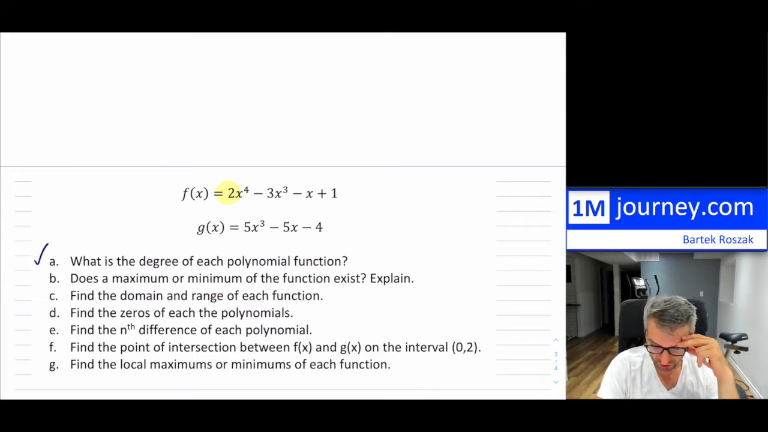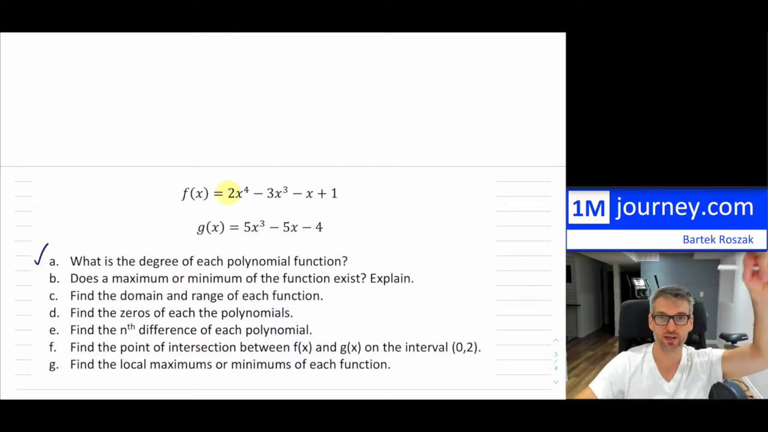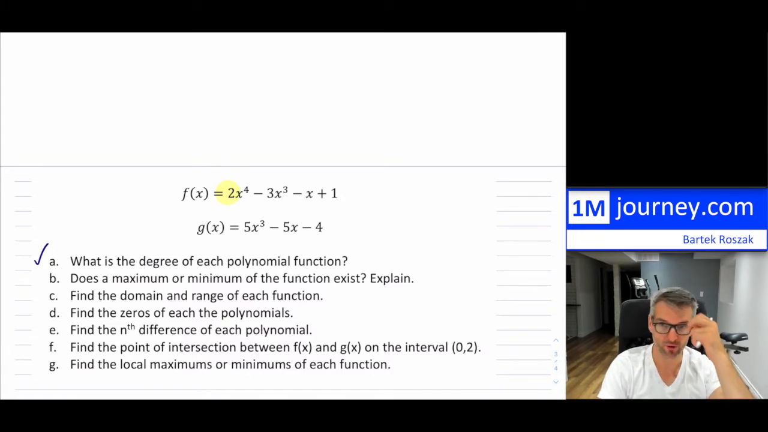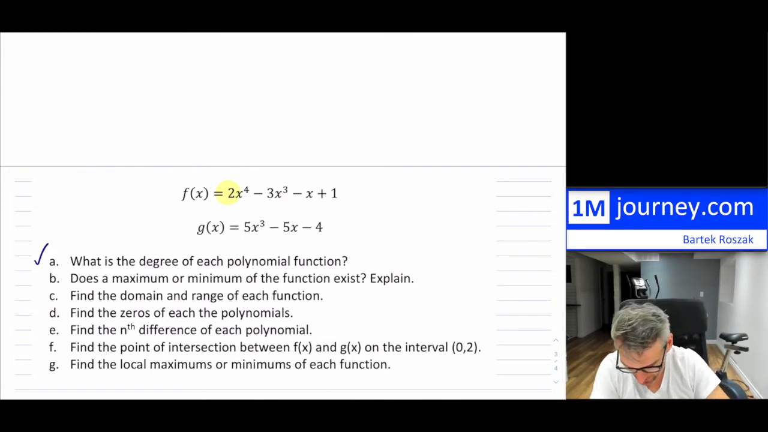For the second one, g of x, that one is of odd order. Odd order ones never have a maximum or minimum, unless there are restrictions they've put on the domain. But in this case, there are no restrictions. So these odd polynomials are going to span upwards and downwards, in either this direction or that direction. So in this case, we do not have a maximum or minimum for g of x, but we do have a minimum for f of x. So that's the second one.